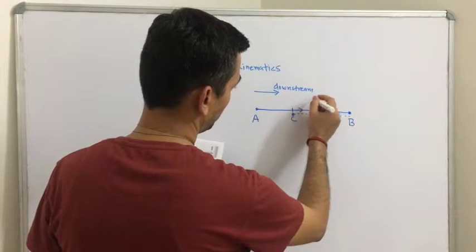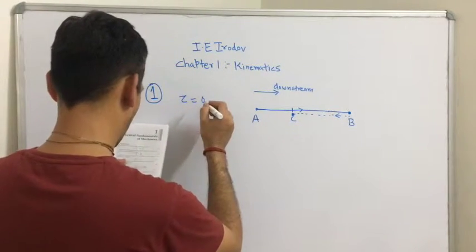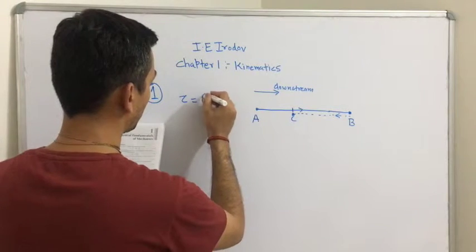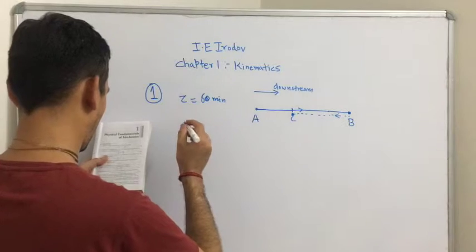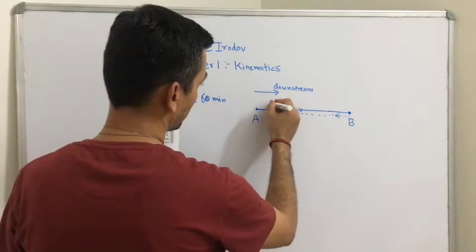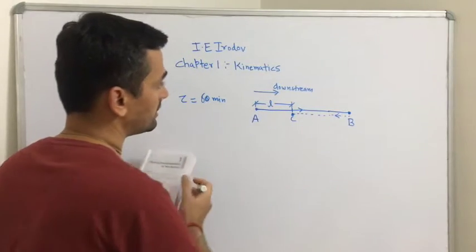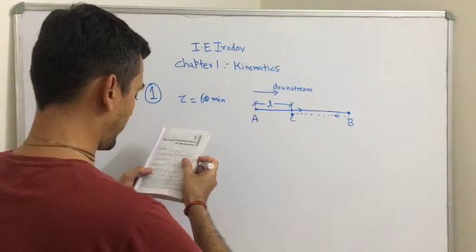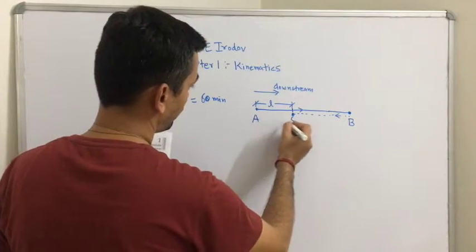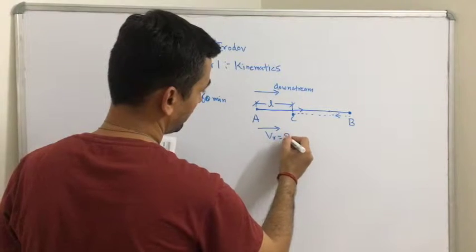So it travels for tau equal to 60 minutes and it meets the raft again, which in the meantime has traversed the distance L. So we need to find out the velocity of the flow. So what is the velocity of the river?